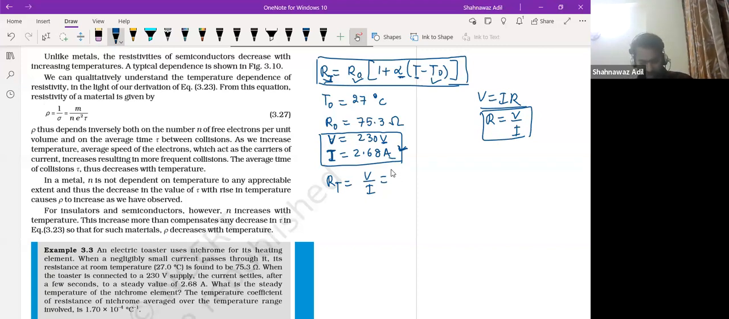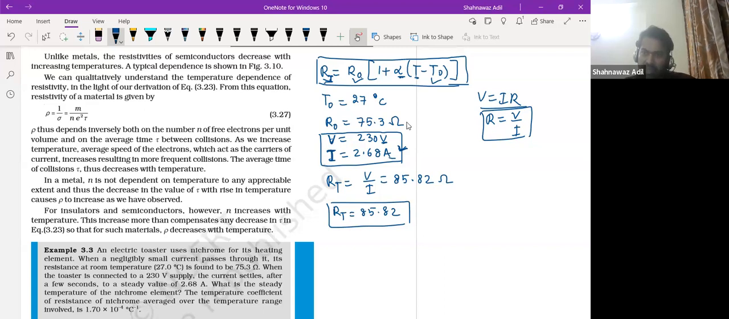So this is how much? Let me use the calculator. V by I, so 230 divided by 2.68. That is 85.8. This is the resistance. RT is 85.8. So has the resistance increased or decreased? This was the initial resistance. Now the resistance has increased, right? Now, what are the things that we know now?